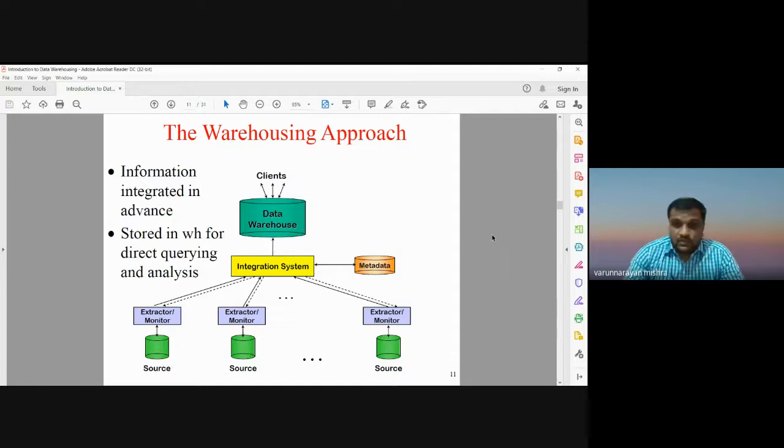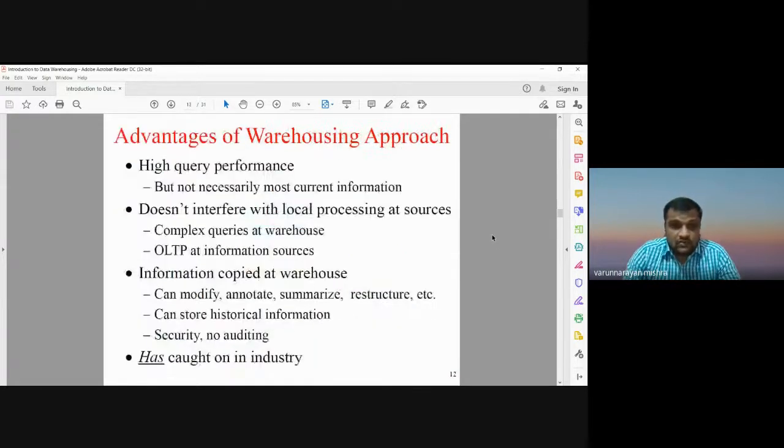Okay, so moving to the next slide. These are the advantages of the approach used in data warehousing. It has high query performance, but it is not necessarily the case that the most current information is there. It doesn't interfere with the local processing at the sources. There are complex queries at the warehouse, and OLTP at the information sources.